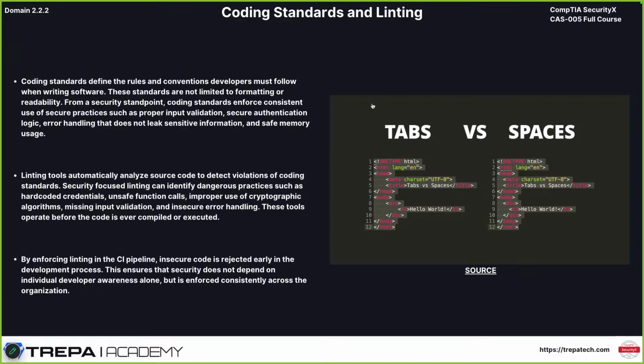Then we have something called linting tools. Linting tools automatically analyze source code to detect violations of coding standards. So essentially, we create the coding standard, and then we make a linting tool that'll show, like a little red arrow, that says, hey, no, you need to hit the tab key instead of space three times for this sort of convention, okay? So by enforcing linting in the CI pipeline, insecure code is rejected early in the development process.